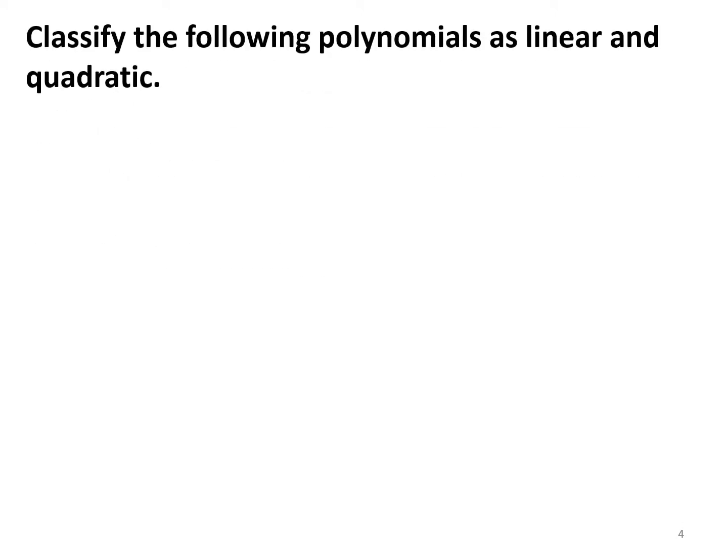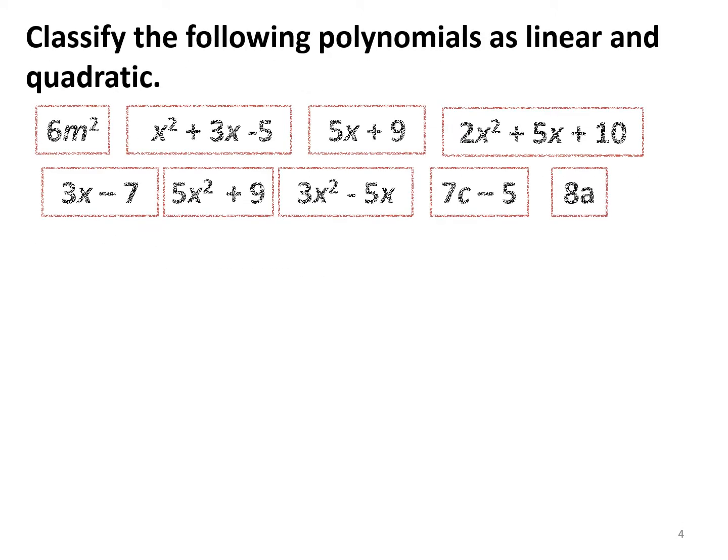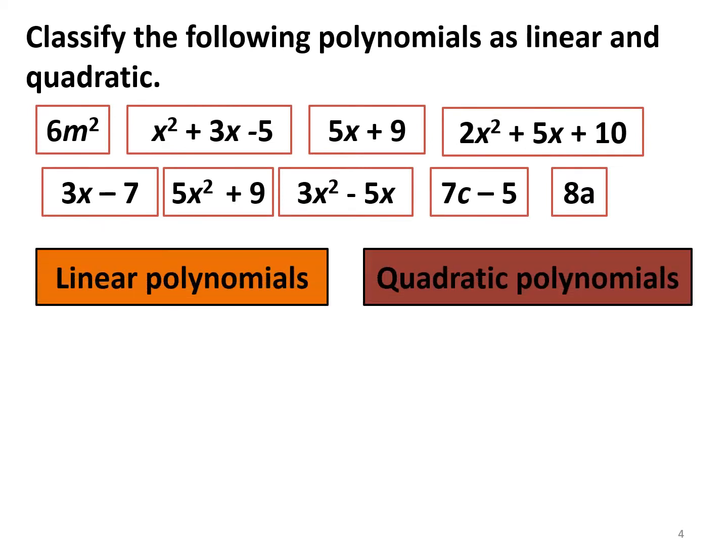A small activity: classify the following polynomials as linear and quadratic. These are a few examples which are given. We have to classify or categorize them into linear polynomial and quadratic polynomial. The first one, 6m square. The degree is 2 and therefore it is considered a quadratic polynomial.